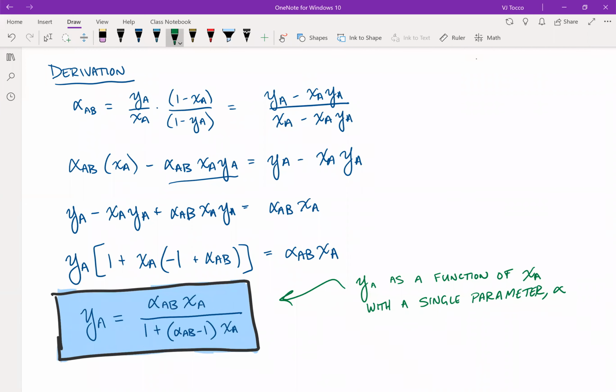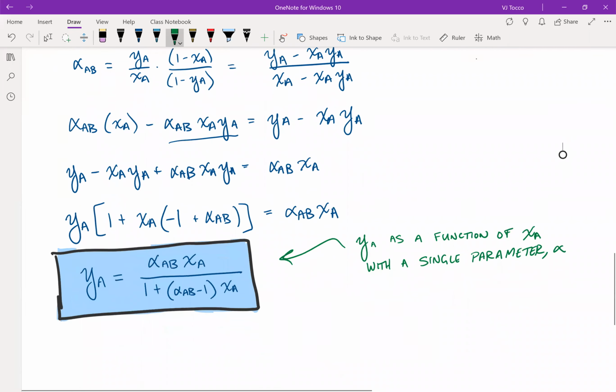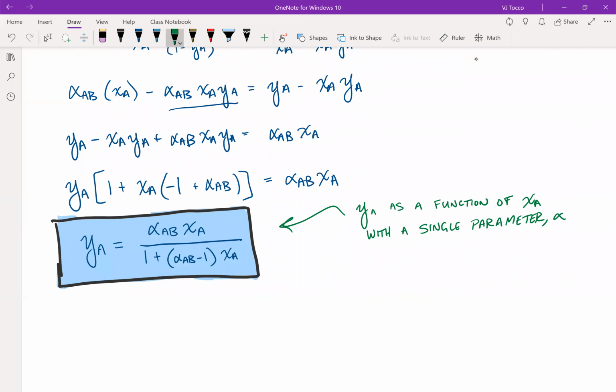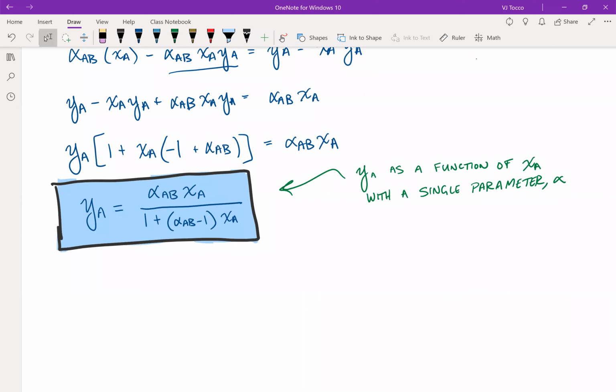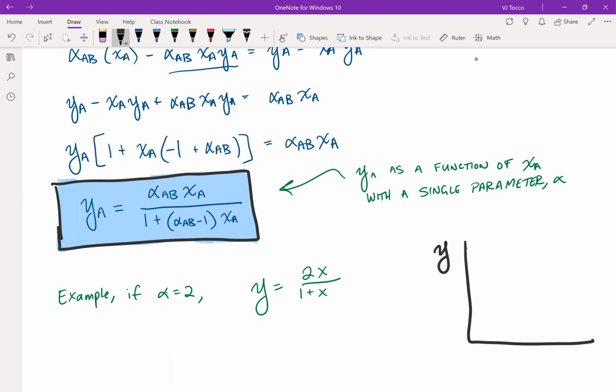So the power of this equation is that if I knew what the value alpha AB was for a given pair of chemicals, then I would be able to plot on a y versus x graph what my equilibrium conditions are. So for example, an alpha AB of 2 is going to give me the simplest form of this equation. If alpha is equal to 2, then my function is y is equal to 2x over 1 plus x. And that is going to look like a curve. So if I plot this y as a function of x, oftentimes I like to plot these in a box plot.